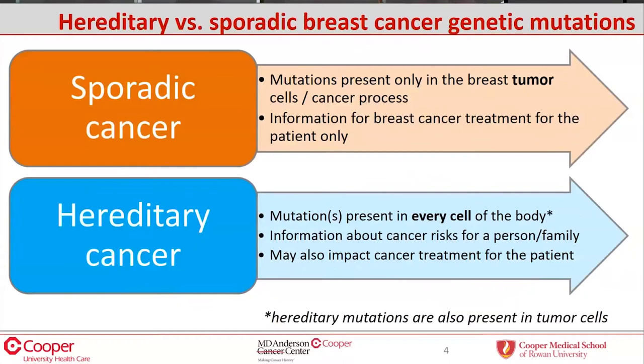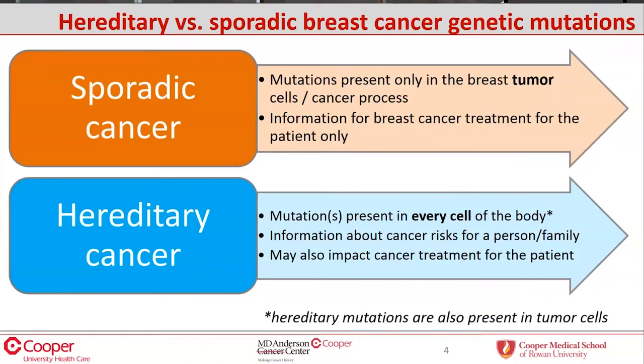In sporadic garden variety cancers, if you looked in the tumor cells, so for breast cancer, if you looked in a breast tumor, you would see mutations. Of course you'd see mutations. This is abnormal tissue, and remember, all cancer has to do with genetic mutations. But if you actually do testing and you look at the mutations in that tumor, those are mutations that are specific to that tumor. They happened in that tumor process.